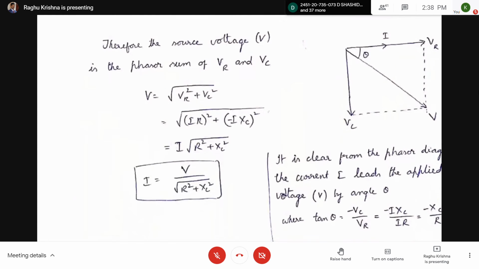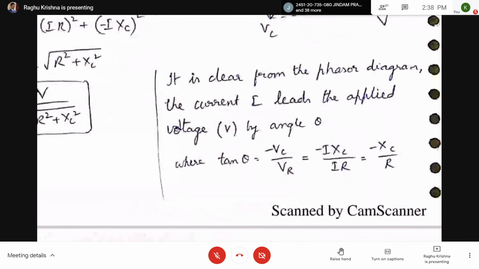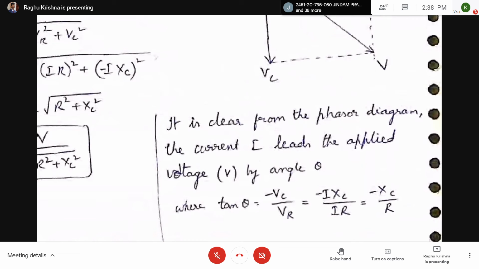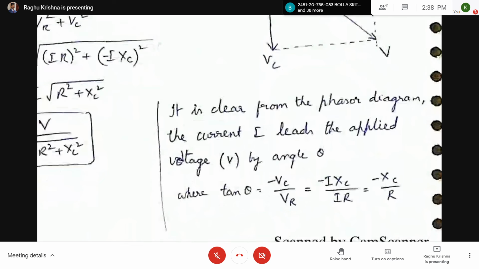If you want the value of I, it can be obtained by V by under root of R square plus XC square. Here also, if you want tan theta, tan theta is equal to minus XC by R. Minus XC by R means the angle is negative. That's why here it is minus XC by R.